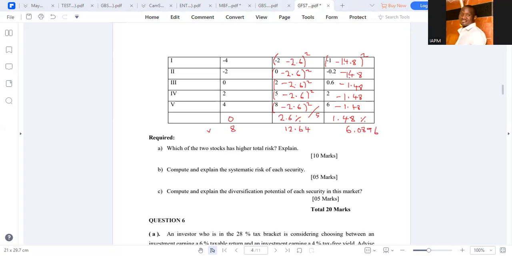So we found Lucid was 8%, then A was 12.64, and then J 6.0896. Okay, so having those answers, what would be our conclusion?